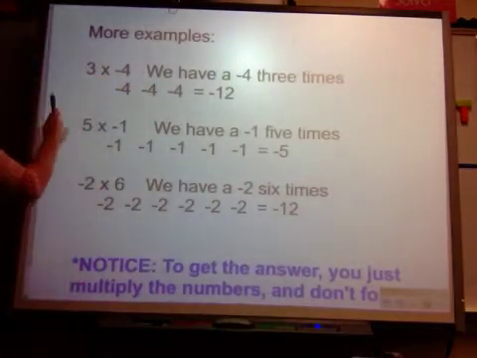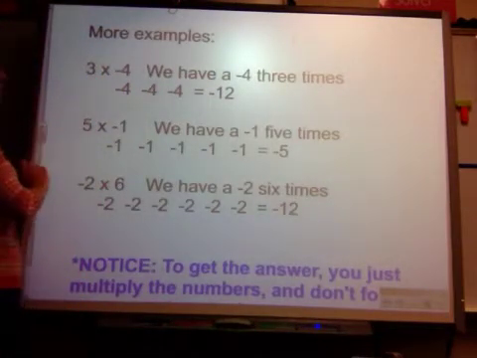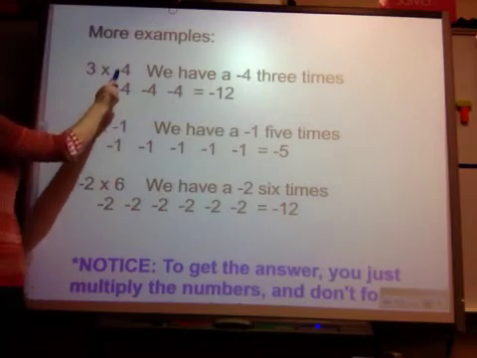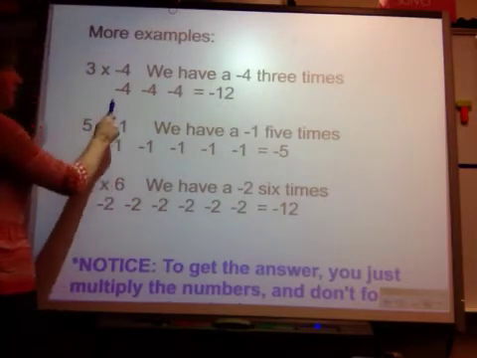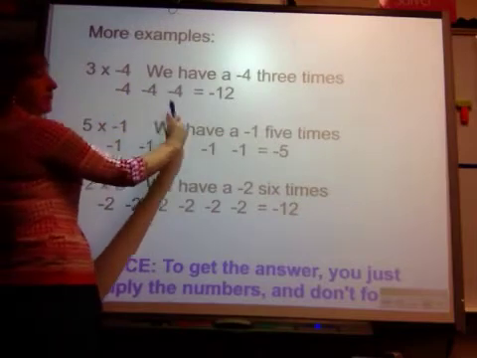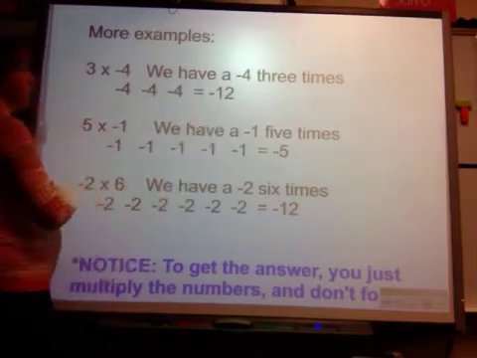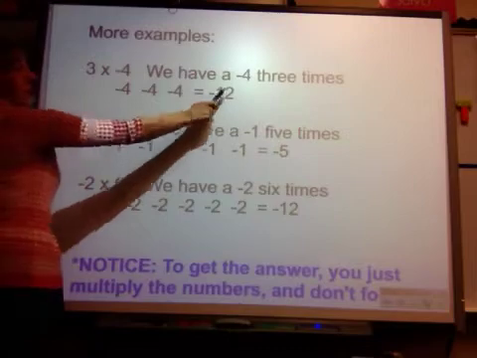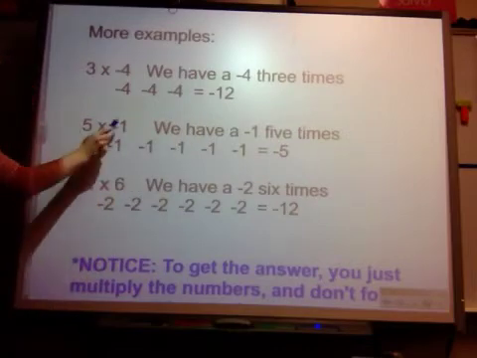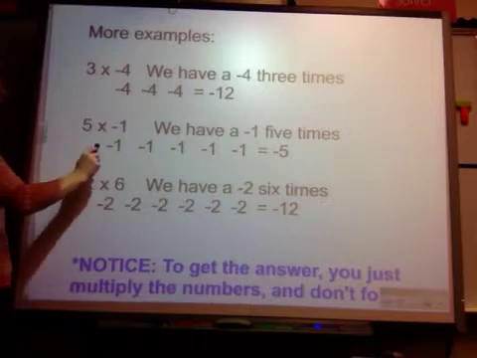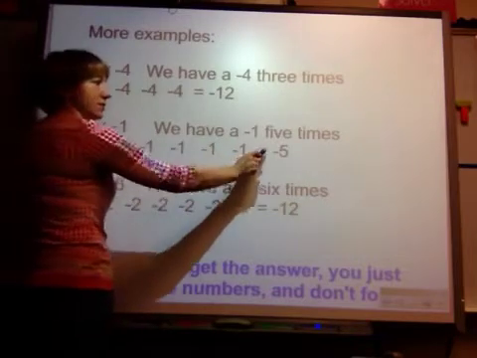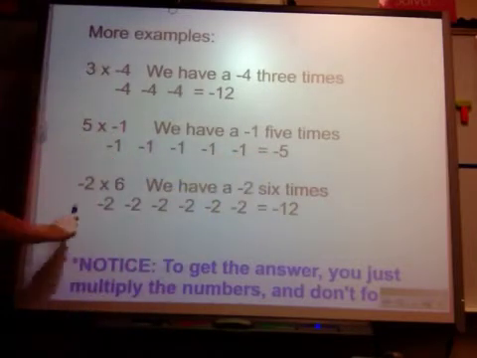So here's some more examples. What if I have 3 times negative 4? That means I have a negative 4 3 times. That's one way I could look at it. So I have a negative 4, a negative 4, and a negative 4. That's a total of negative 12. So 3 times negative 4 is negative 12. What if I have 5 times negative 1? I have a negative 1 5 times. So 5 negative 1s gives me a total of negative 5.